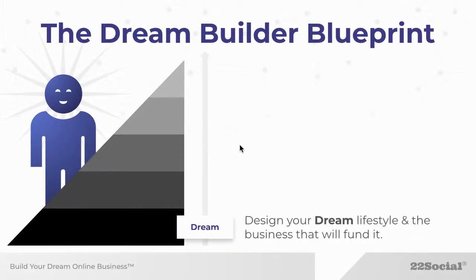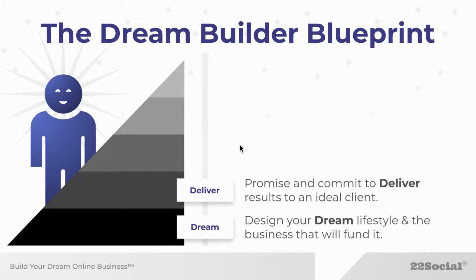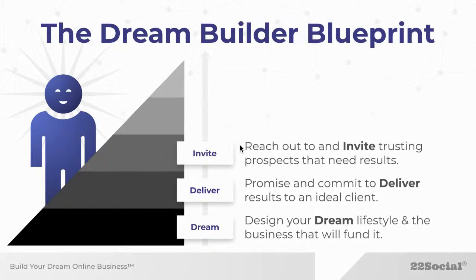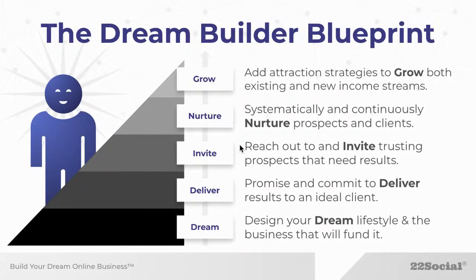The first thing we want you to do when you're building your dream online business is design it. Design the lifestyle and the business that's going to fund it, and that's to dream. The next is to deliver, so promise and commit to delivering results to an ideal client. The next thing is invite, actually reaching out, not running a full-on marketing campaign, but reaching out to some people and testing it and proving it. And then nurture, which is actually part of a marketing campaign, is to systematically nurture prospects and clients. And the last item is grow.